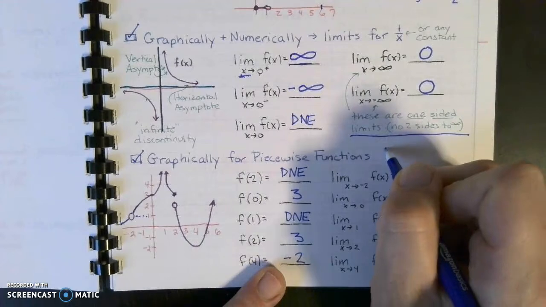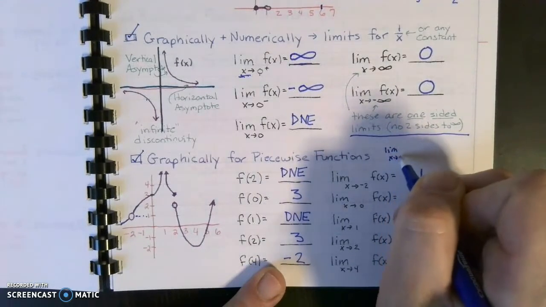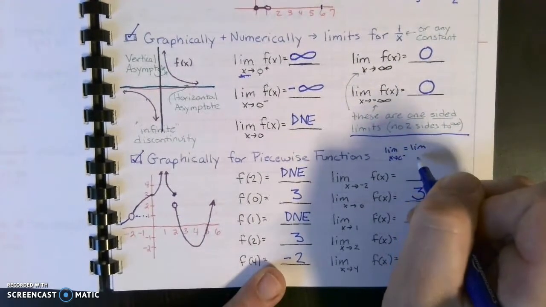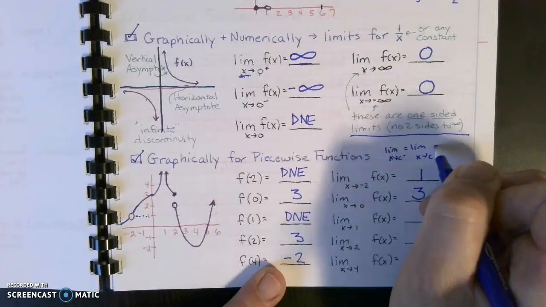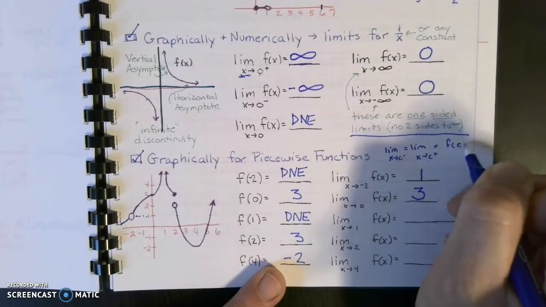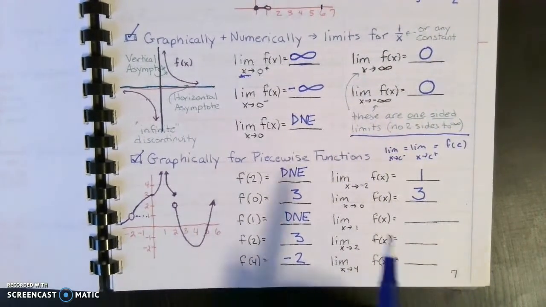The definition of continuous is the limit from the left equals the limit from the right equals the actual value. We'll see that coming up in time.